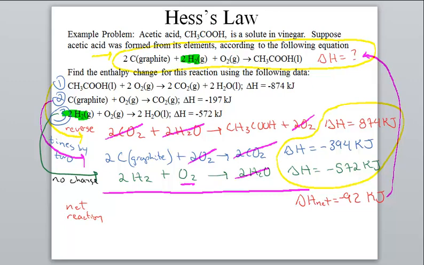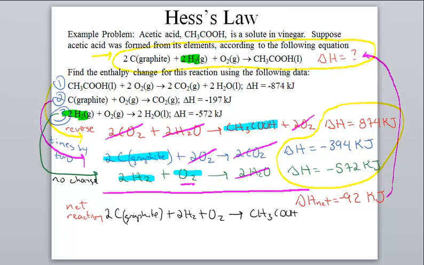So as far as chemicals that will be in the net reaction, on the reactant side will be 2 graphites, 2 hydrogens, and that 1 oxygen. What's on the product side, what hasn't been canceled out, is just the acetic acid.